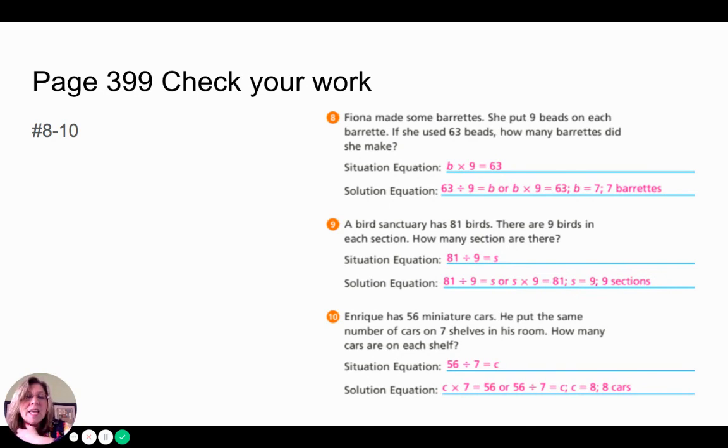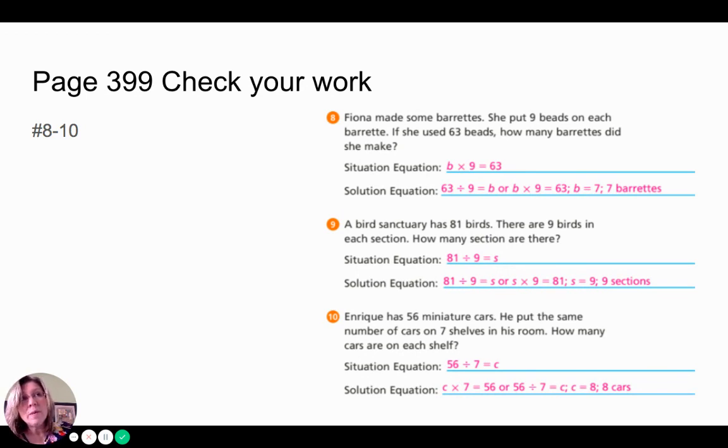All right, last one. Enrique has 56 miniature cars, and he put the same number of cars on 7 shelves. So he has 56 miniature cars. He divides them onto shelves, okay, 7 shelves. How many cars are on each shelf? 56 divided by 7 equals C is the situation. Now for solution, we have to figure out C times 7 equals 56, or something times 7 equals 56. We still need to divide 56 by 7 to figure out the answer. So either you can do the multiplication or division for the solution.